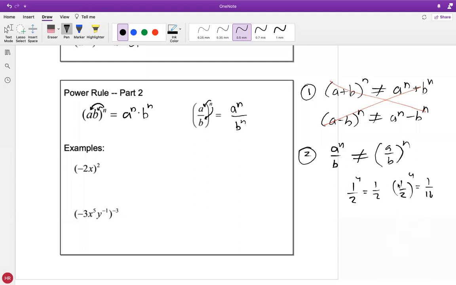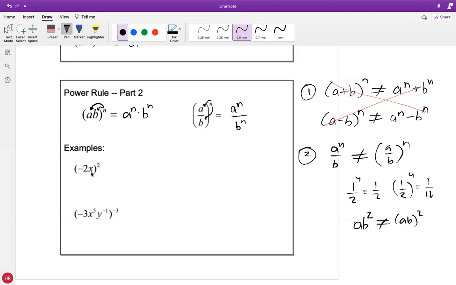Unless there are parentheses, AB squared is not the same as (AB) squared. Like this, you have to assume here that only B is being squared and the A is not. Unless there's parentheses, you can't assume that they're both being squared.